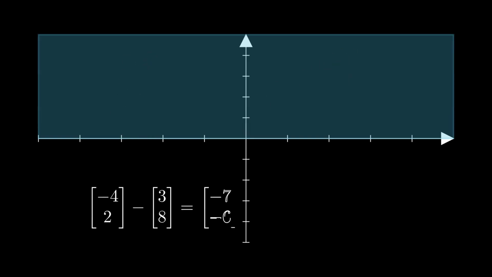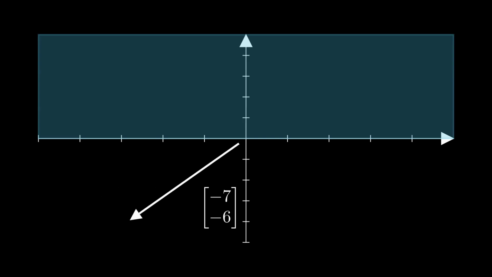Suppose we want to check if the first and second quadrants of this plane make up a vector space or not. Let's take a vector from the second quadrant and 3, 8 from the first. What do we get on subtracting the two? We get -7, -6, which lies in the third quadrant, which is not part of the vector space we began with. So the first two quadrants do not form a vector space.